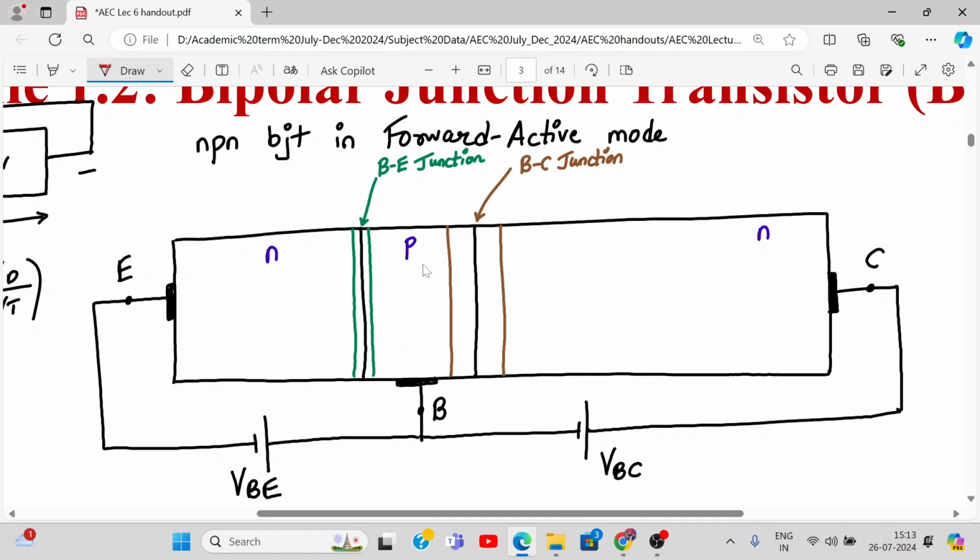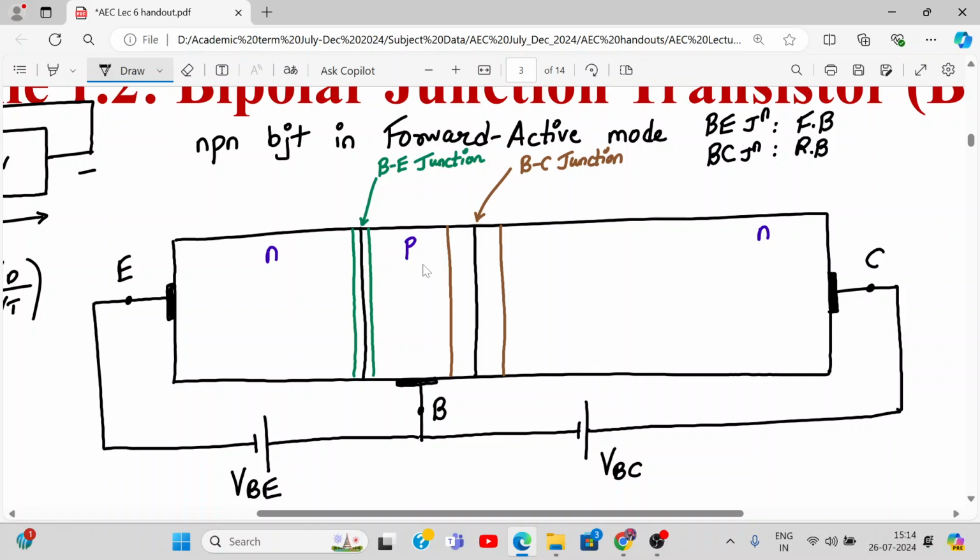What do you mean by forward active mode? There are two conditions for forward active mode. What are they? Yes, the base-emitter junction should be forward biased, FB standing for forward bias, and the base-collector junction should be reverse biased. Let's check that. This is my emitter E, capital B is my base, and capital C is my collector.